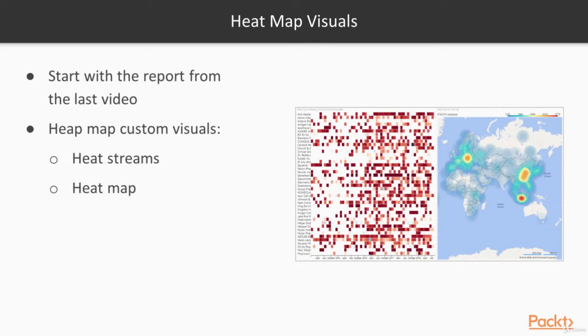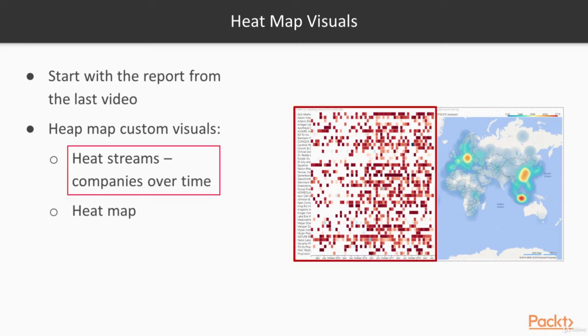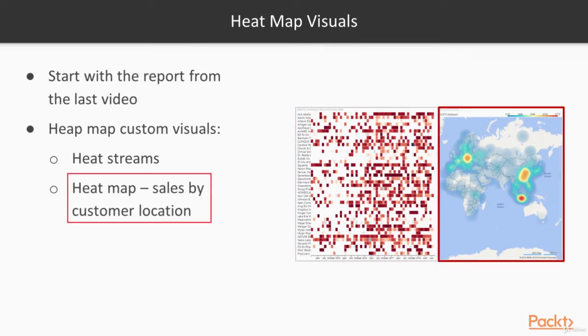Starting with the report from the previous video, we'll bring in two custom visuals from the Power BI marketplace. Heat streams is a heat map of categories over time. We'll use this to compare drug companies' sales over time. The heat map is a geographic map that shows blobby-looking clusters. We'll use this to highlight regions with strong sales. Let's pop over to Power BI and get started.